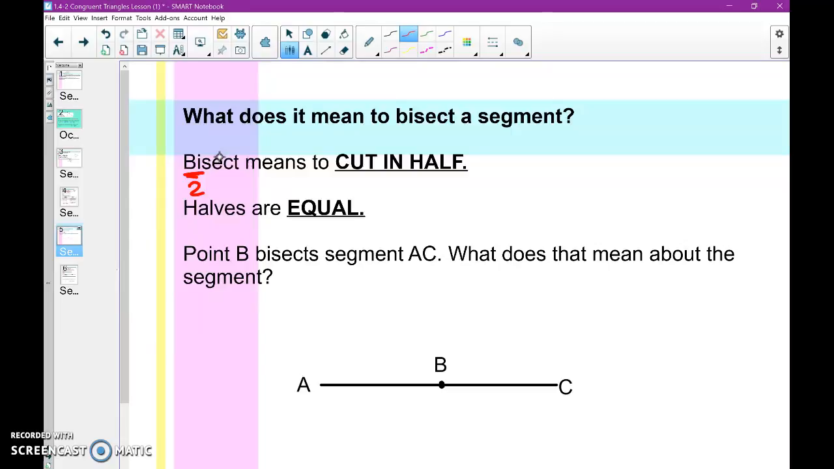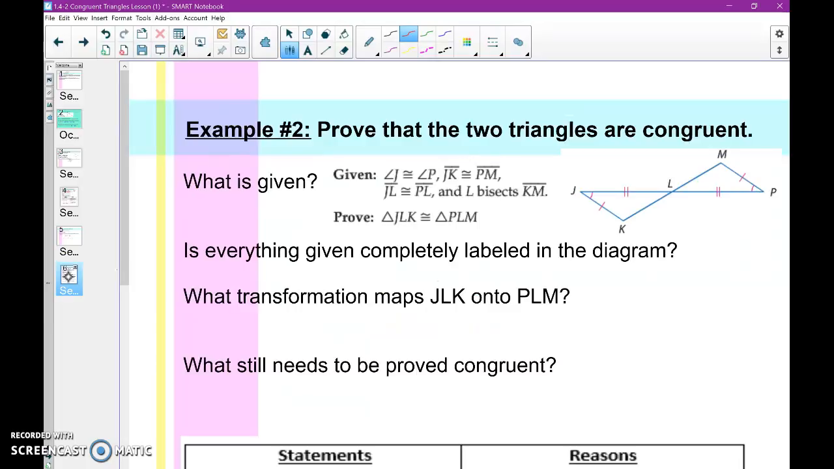If you split something in half with somebody else, and hopefully you split it equally in half, then those two halves should be equal to each other. So for example, down here, point B bisects AC, which means AB and BC should be congruent to each other. If not, you didn't actually do a good job of cutting it in half. So kind of keep that tucked in your mind.